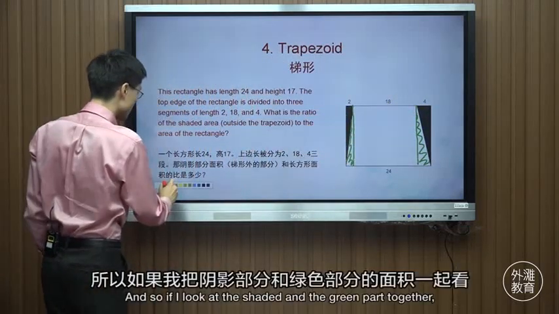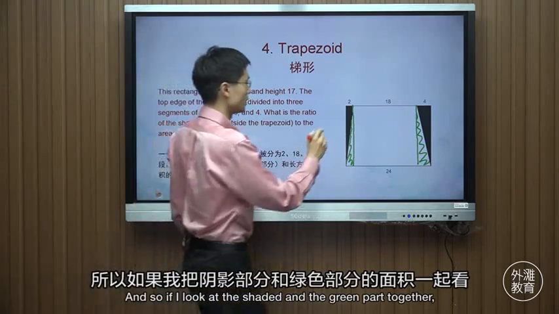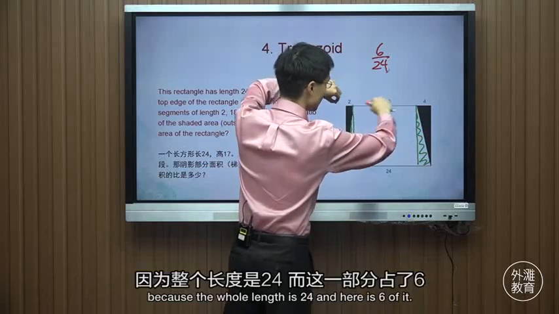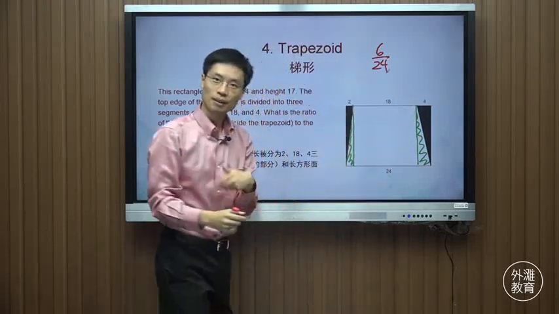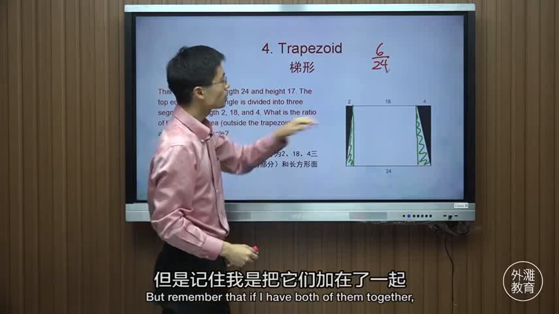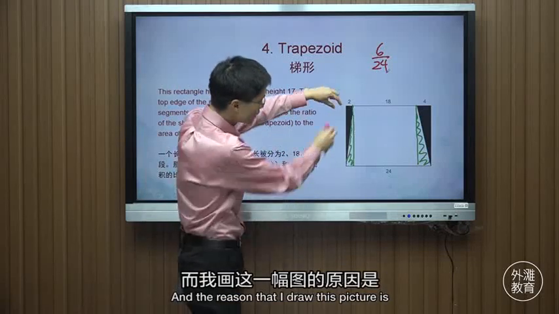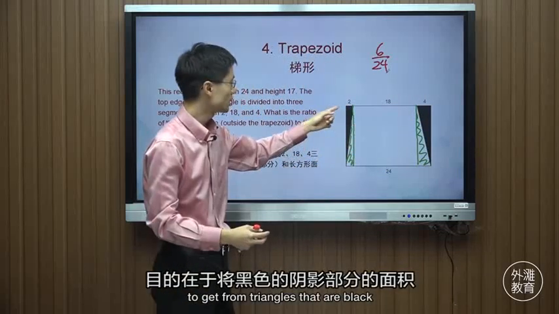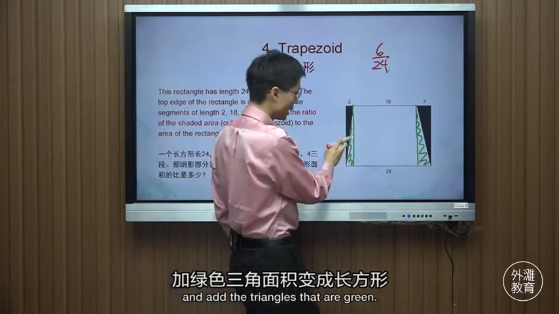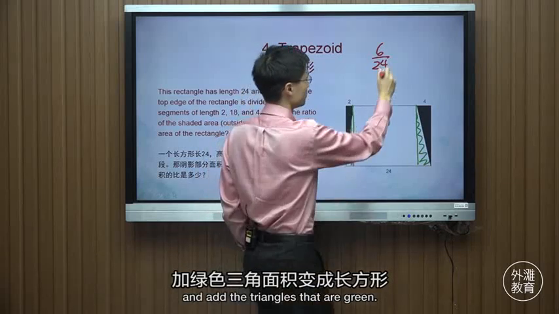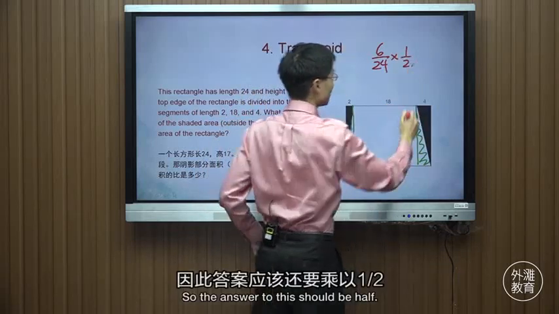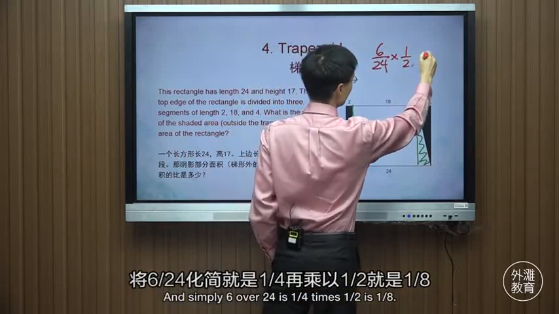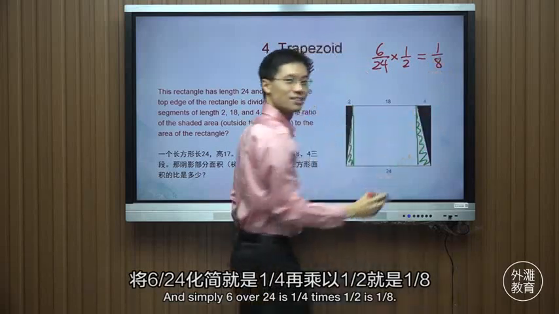And so if I'm looking at the shaded and the green part together, I will have 6 out of 24 of the area, because the whole length is 24 and here is 6 of it. But remember, that's if I had both of them together. And the reason I drew these pictures is because it's very clear that I doubled the area to get from the triangles that are black to the triangles that add on the triangle that is green. So the answer to this should be half, because I only want half of that. And this simplifies. 6 over 24 is 1/4 times 1/2 is 1/8.